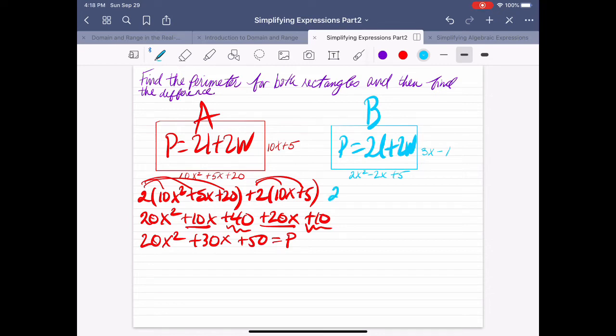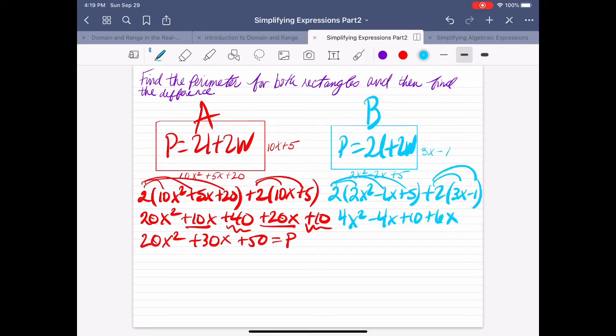So it'll be 2 times 2x squared minus 2x plus 5 plus 2 times the width, which is 3x minus 1. Let's apply the distributive property. 2 times 2x squared leaves us with 4x squared. 2 times negative 2x gives us negative 4x. 2 times 5 is 10. Let's distribute the 2 again. 2 times 3x is 6x. 2 times negative 1 is negative 2.